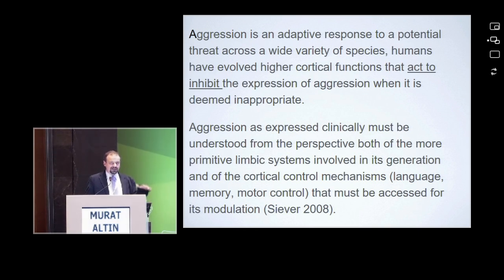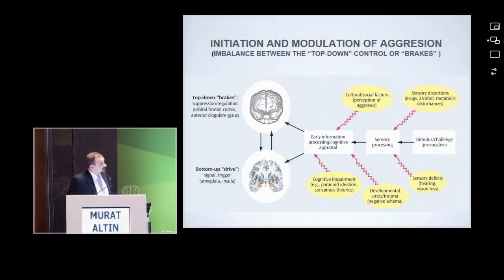And aggression, as expressed clinically, must be understood from the perspective both of the more primitive limbic systems involved in its generation and of the cortical control mechanisms. It might be either language, memory, or motor control. Briefly, the initiation and modulation of aggression. The brakes are broken.